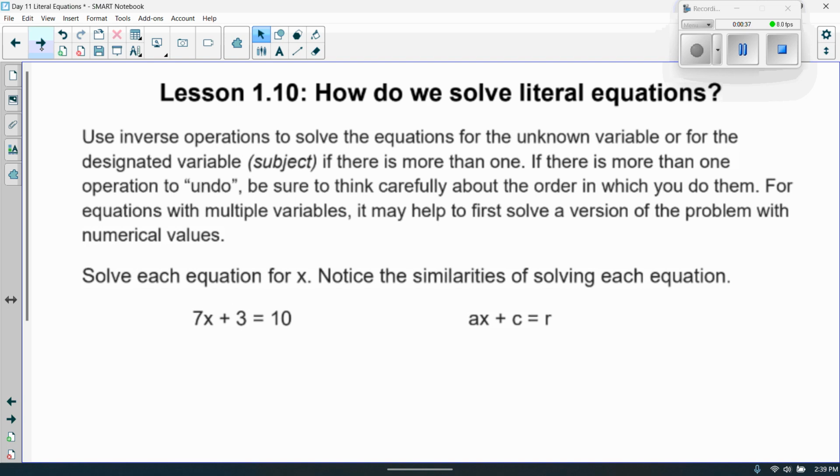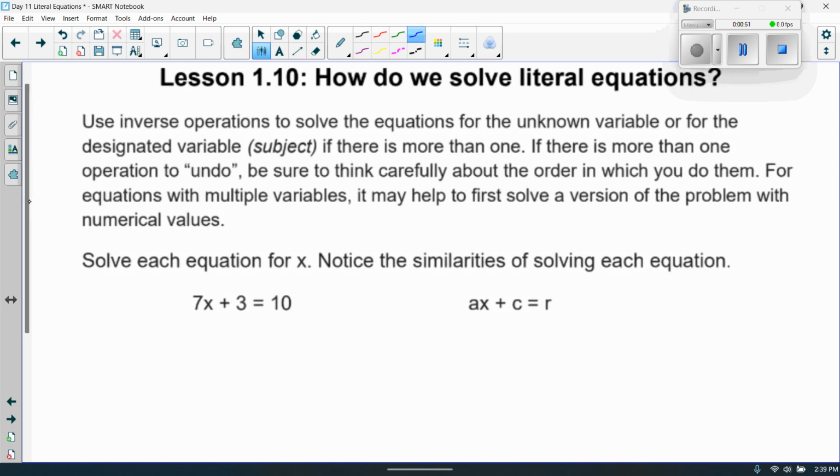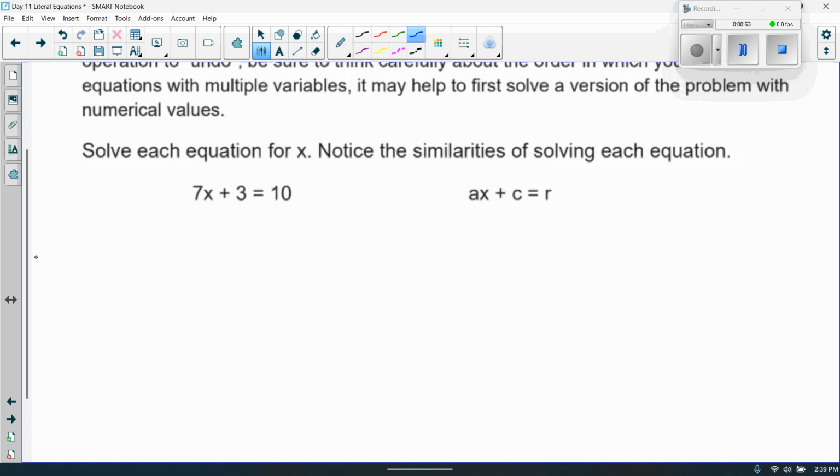Okay, so here's the idea: we know how to solve equations, but now there's more than one variable in the equation, and we need to just solve for one of them. Usually this intimidates students because they go, well, what happened to the numbers? But if you can just look past that, it's the same steps as any two-step equation or any distributing or variables on both sides. You've got to just look past that there's multiple variables.